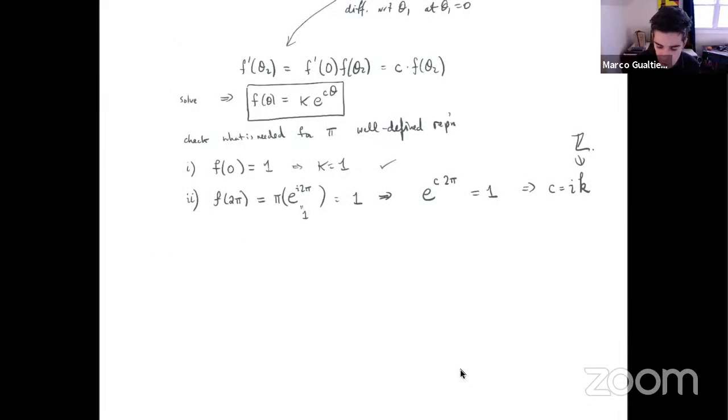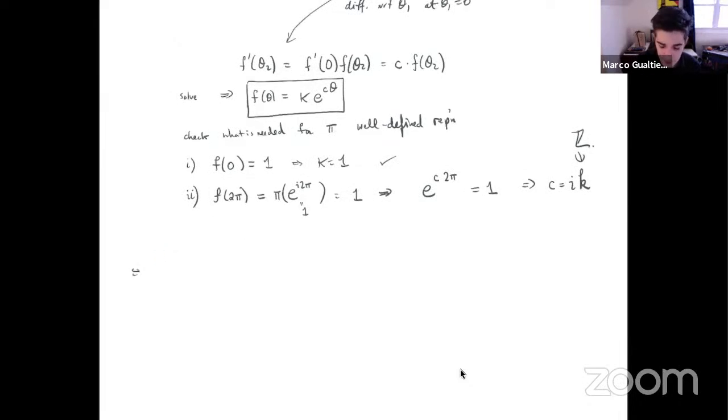So in conclusion, we get that f of theta, which is that pi of theta, is e to the i, or sorry, let me just say that's it. That's the proof of the result.